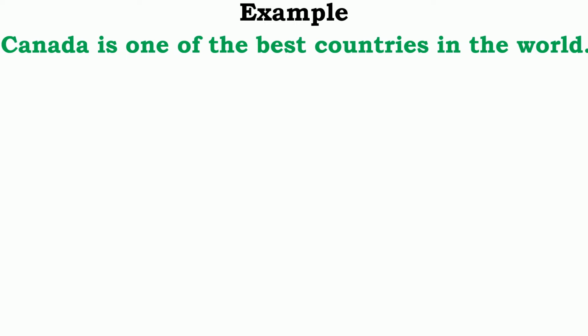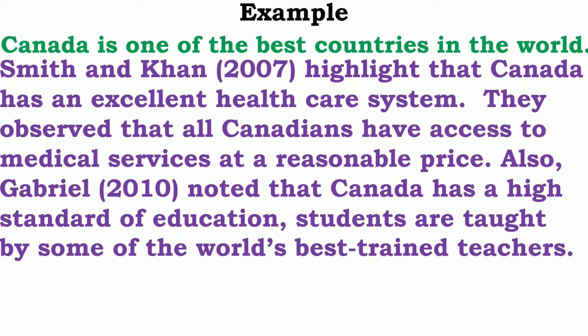This first sentence is green. This is the introduction sentence. Canada is one of the best countries in the world. Just by reading this introduction sentence, I know what this whole paragraph is about. In purple, we add this second part, the evidence sentences. The evidence for Canada being one of the best countries in the world. These evidence sentences support the introduction sentence.